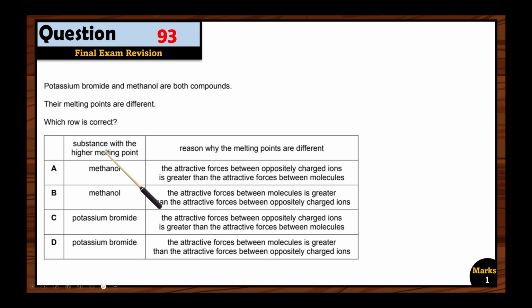So which row is correct? Substance with the higher melting point. Methanol or potassium bromide? Which one? Of course, potassium bromide, because it's an ionic compound. So C or D option is right.